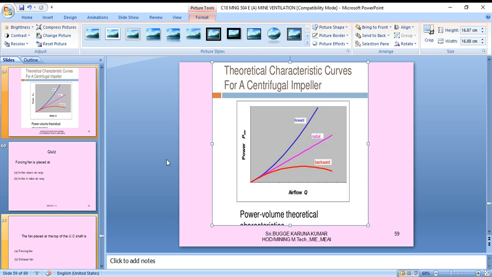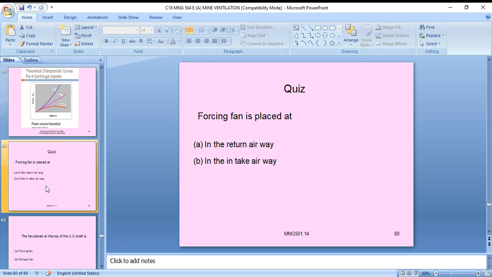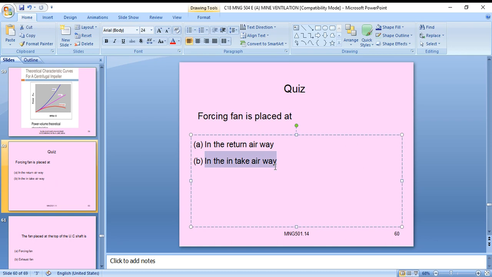Now I give you some quiz questions for examination purposes. Is the force fan placed in a return airway or intake airway? Please explain. Most force fans are located in the intake only, because fresh air will be getting inside. In the return airway, only exhaust fans are used. That is a major thing you have to observe, otherwise your answer is wrong. So a force fan cannot be used in the return airway.